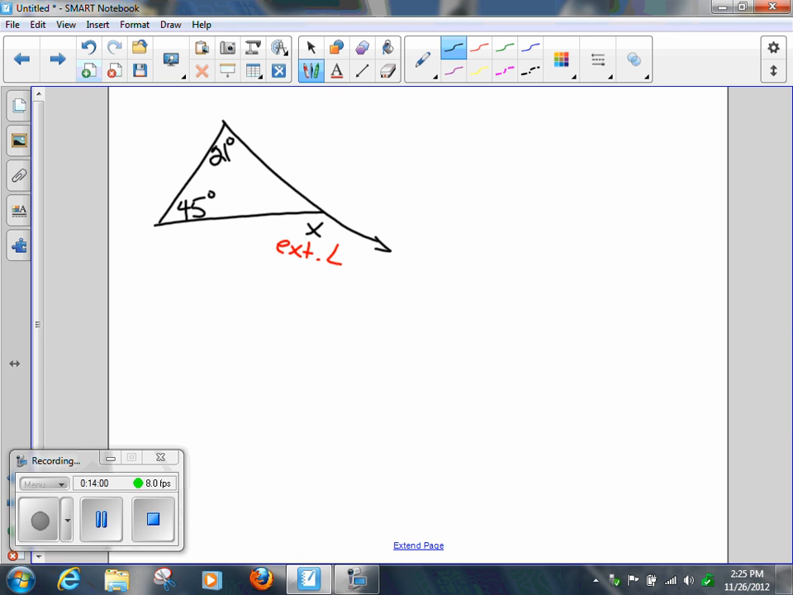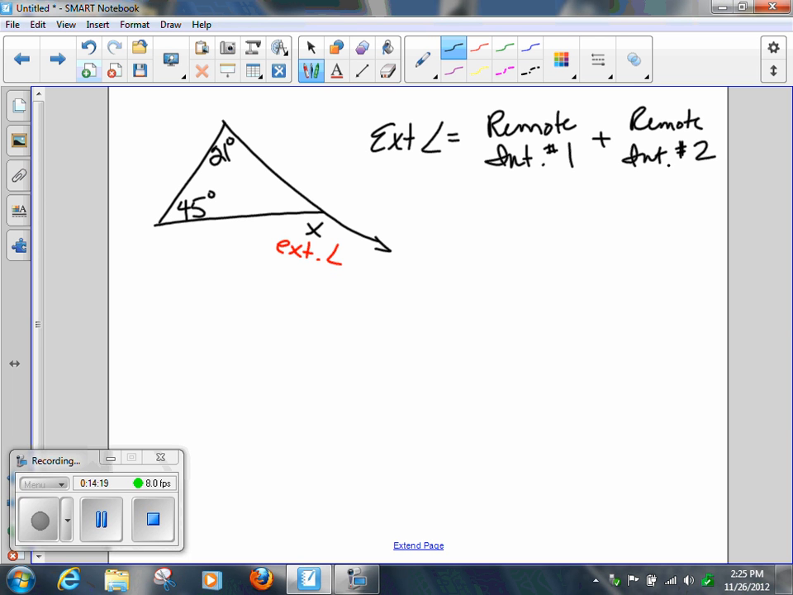Remote interior angles. All right, here we go. Write this down. Exterior angles are equal to remote interior 1 plus remote interior 2. Please write that down.